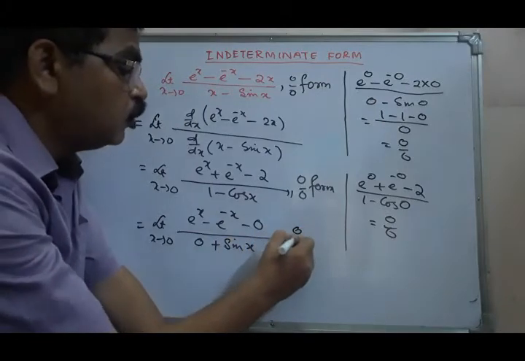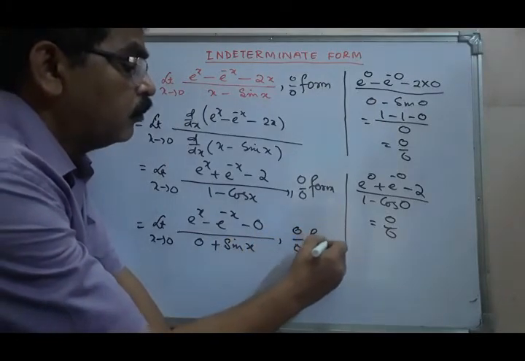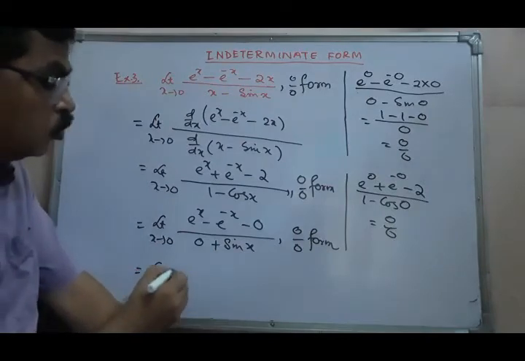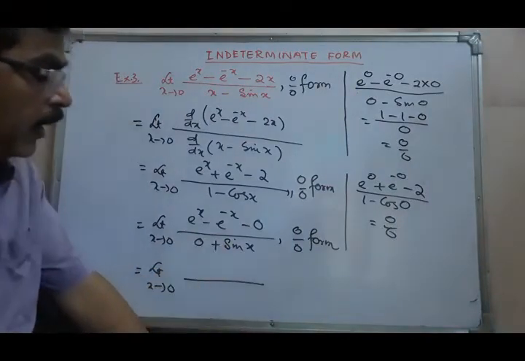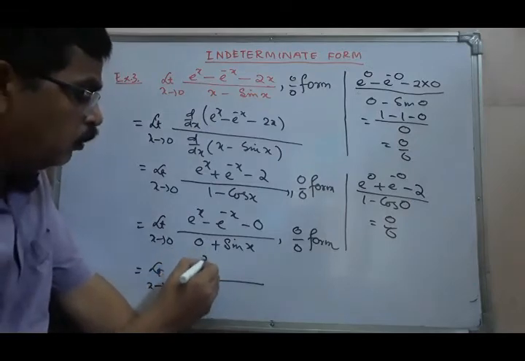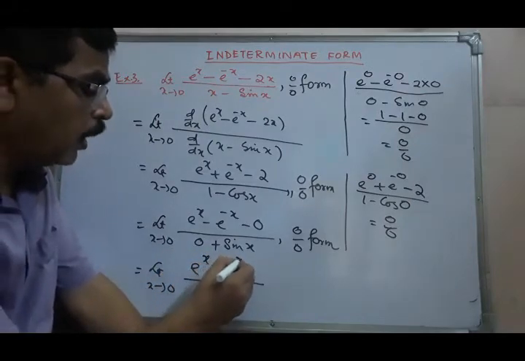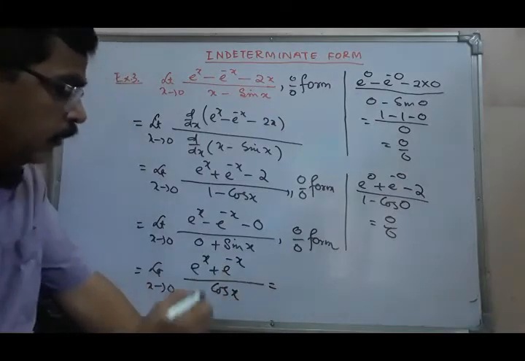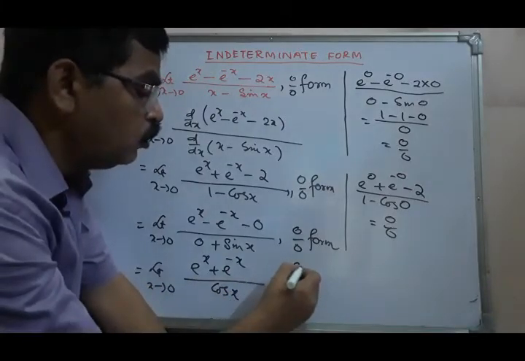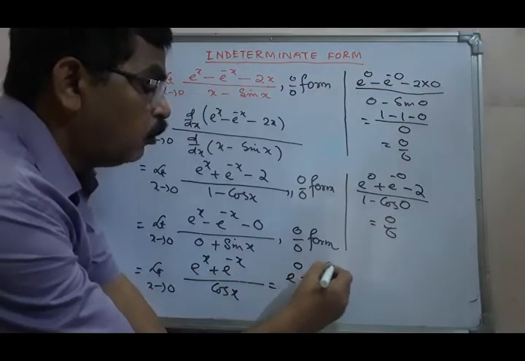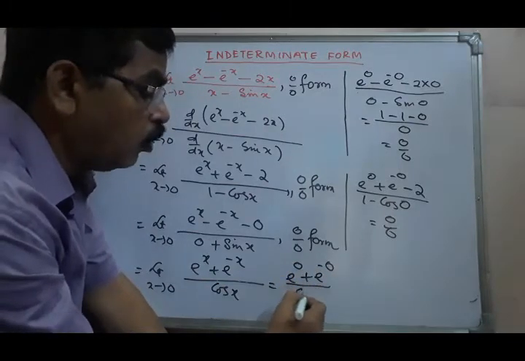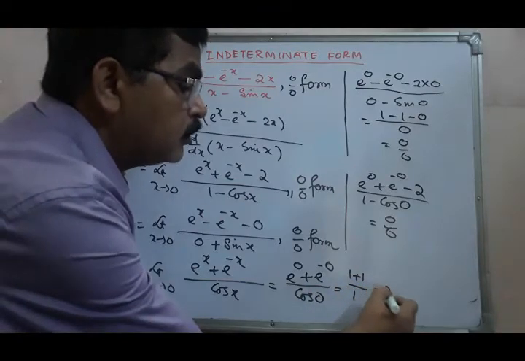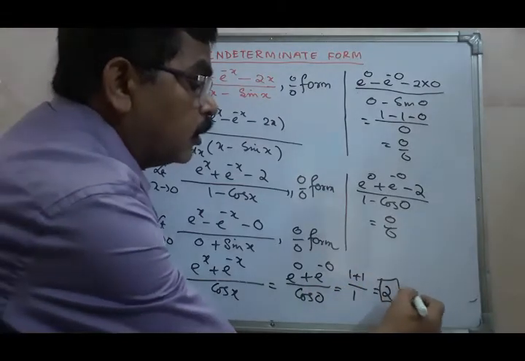Again it is coming 0 by 0 form, and therefore limit x tending to 0, again we are applying L'Hospital rule. It is (e^x + e^(-x)) divided by cos x. Now replacing the value of x directly, e^0 + e^(-0) divided by cos 0, that is 1 plus 1 by 1, that is 2 is the answer.